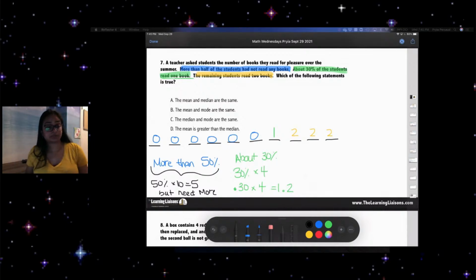Then I kept reading the information, and it said about 30% of the students had read 1 book. So from the remaining amount of students, we needed to figure out what 30% was. 30% of 4 gave us 1.2. There is no way we can have a 0.2 student. So we had one student who read one book. And the information led us to the rest of the students, which happens to be three. Three students read 2 books.